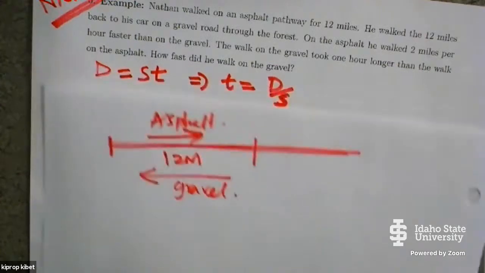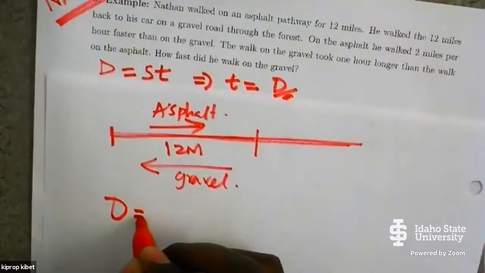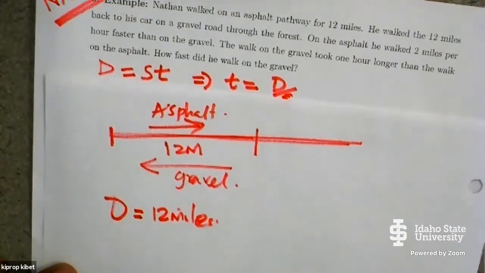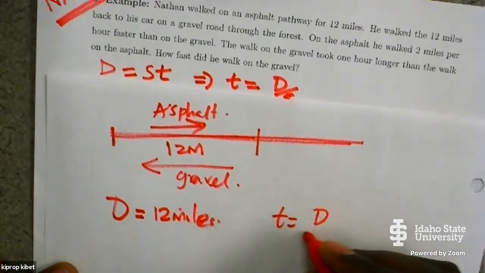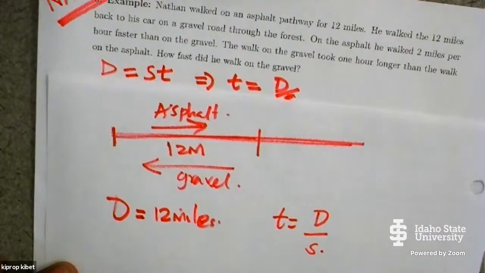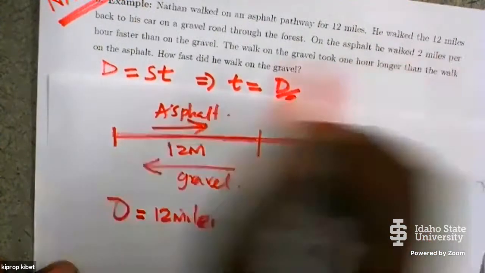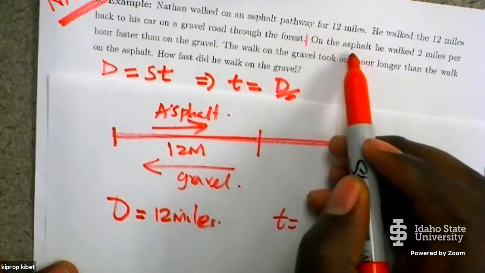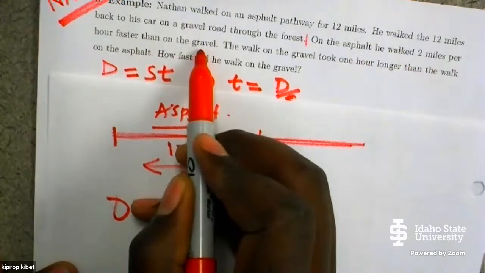Of course, the distance is constant, which is 12 miles. Then we know that time equals distance over speed. If we read from this one, you walk up to here, this is okay. Then let's go to the next. On the asphalt, he walked 2 miles per hour faster than on the gravel.